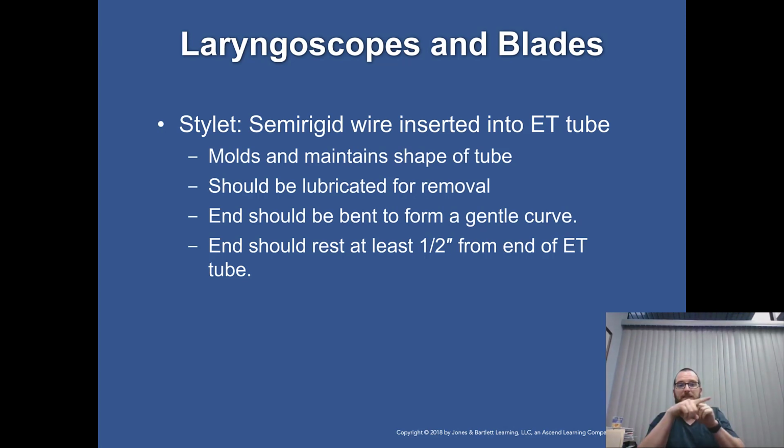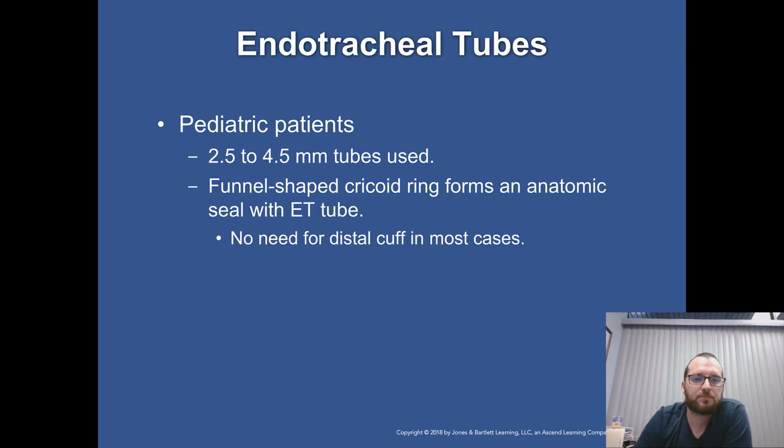You don't want the tube and then the big stylet sticking out the end of it, poking the lungs and stuff like that as we're inserting it. So make sure that the stylet is at least a 1/2 inch inside the ET tube.